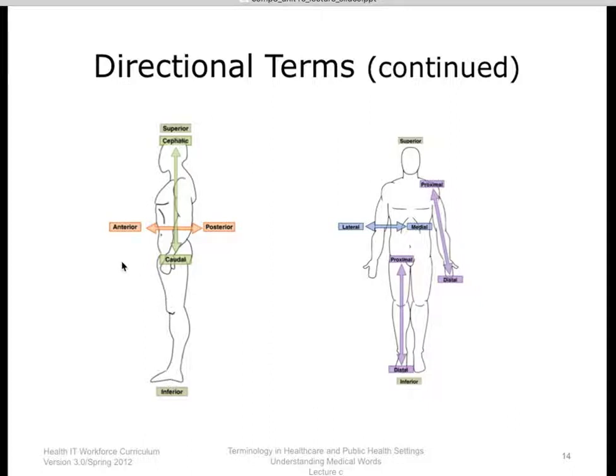And as we see in this model, when you are standing this way and you are pointing from the midline of the body out, that is anterior. This is the anterior portion of your body. This is the posterior portion of your body.